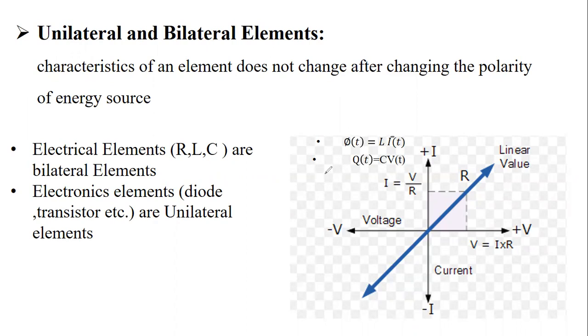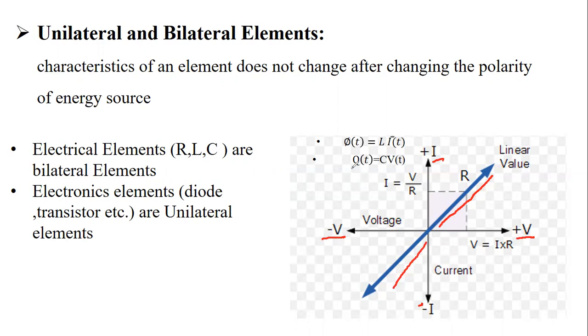So see here, we have shown a curve. In case of resistance, if we apply the voltage V across the resistance, there is a flow of current I. And if we change the polarity of the voltage to minus V, the current becomes minus I, but the characteristic remains the same as in the forward direction as well as in the reverse direction. So resistance is a bilateral element.